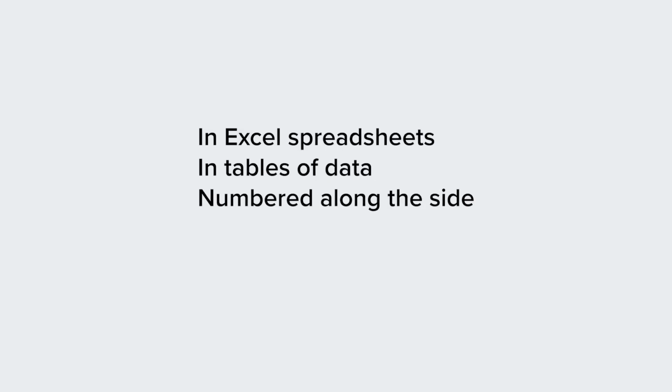You usually see rows in Excel spreadsheets or in tables of data. Each row is numbered along the side, and each line of information stretches from left to right across multiple columns.